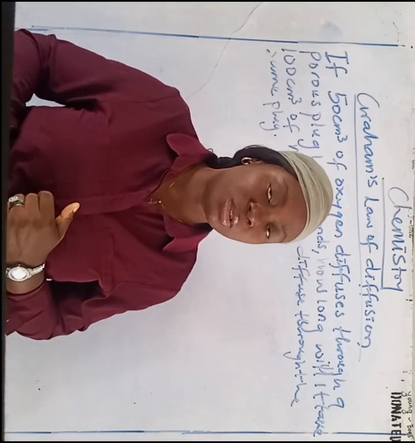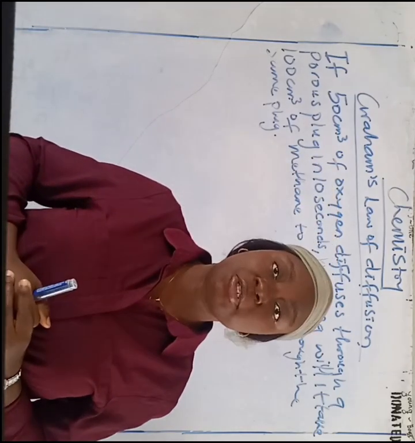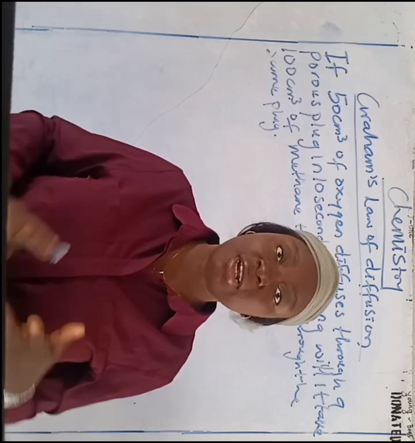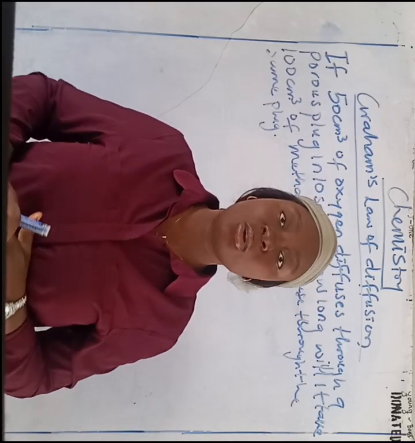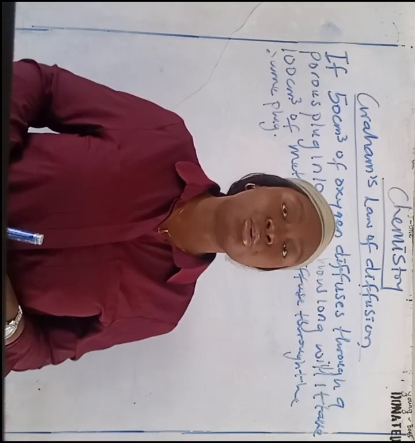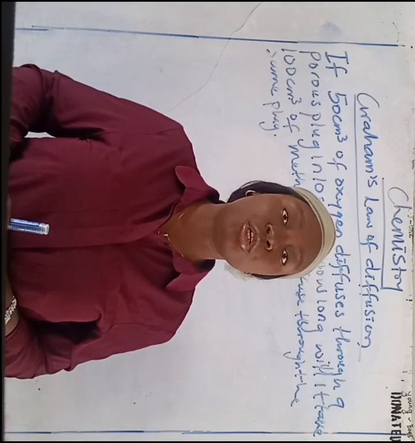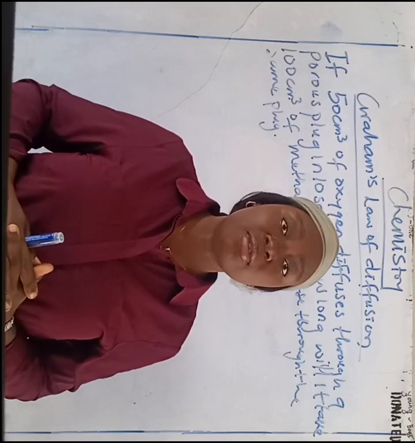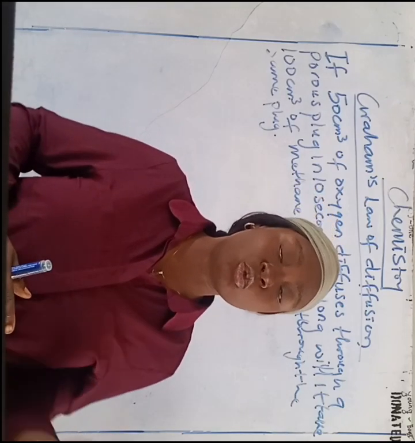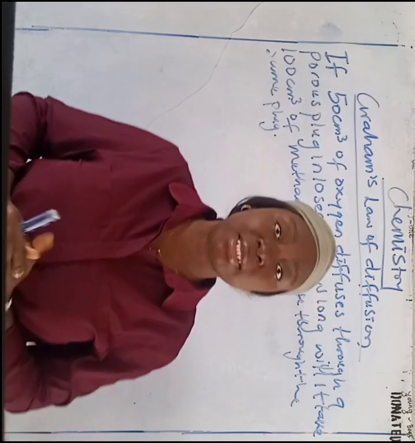So today we'll be going to Graham's law of diffusion. We have talked about Boyle's law, Charles's law, the general gas law, and the ideal gas law, including ideal gas calculations. Graham's law of diffusion states that the rate of diffusion of a gas is inversely proportional to the square root of its vapor density or its molar mass.